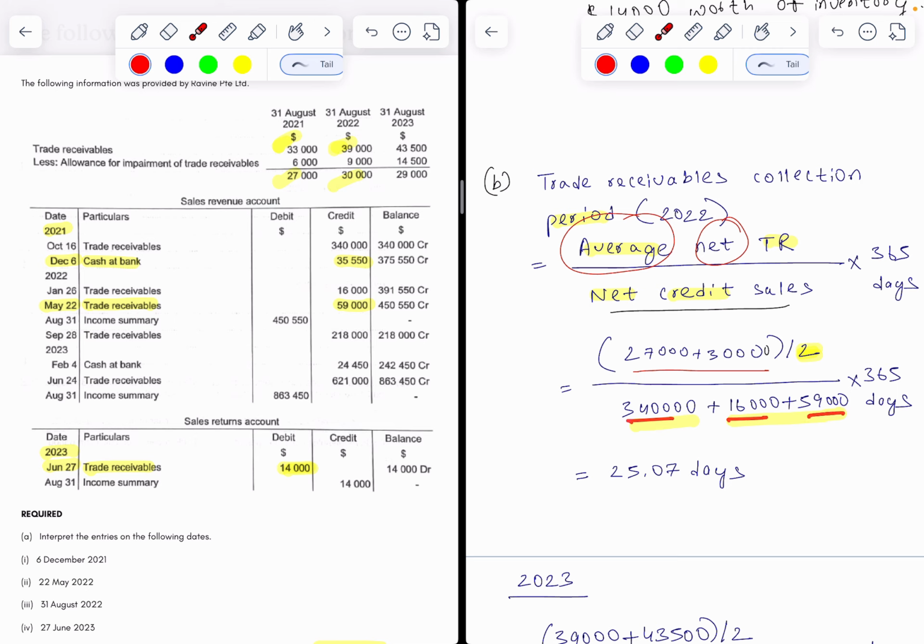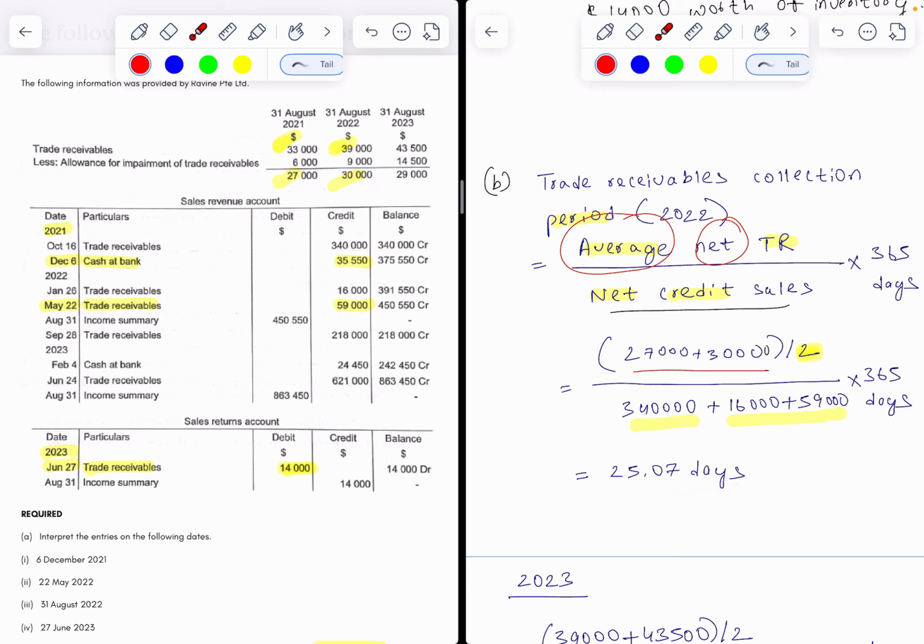And lastly, whatever you have got here in the fraction, we need to multiply it by 365 because we want to express our final answer in days, because we are looking at the collection period. It means how long it takes for us to collect the cash that our credit customers owe us. So once you insert these numbers correctly in your calculator, you should get 25.07 days in 2 decimal places for the trade receivables collection period ending 31 August 2022. All right?